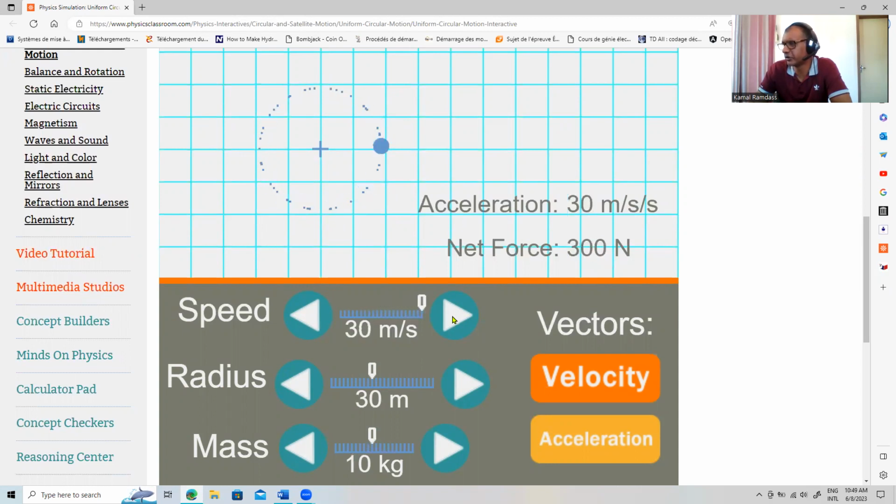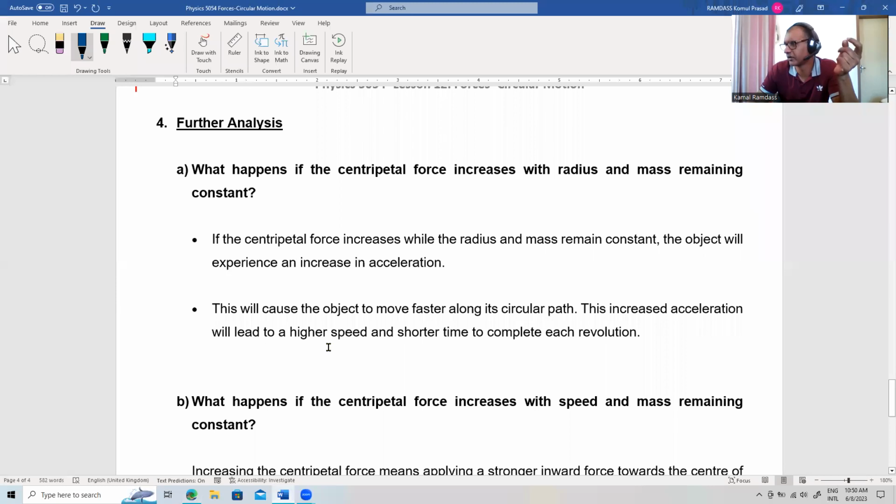30 mètres par seconde, il bouge plus vite. Et mon net force, il augmente. Ça veut dire, je suis capable de dire que si j'augmente la force, mon speed aussi peut augmenter. The radius and the mass remaining constant. OK? Comme on augmente la force, parce que F est égal à ma, et a peut augmenter, et si a augmente, speed peut augmenter.